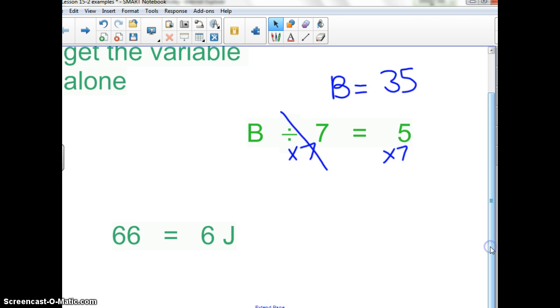This one, some of you, I bet, will be able to do this one in your head as well. Solving for J. 6J means 6 times J. Aiden. J equals 11, he says. Tell me what you did. What did you do to both sides?